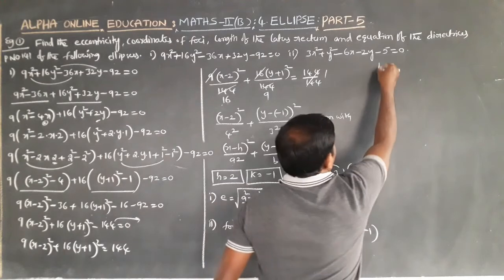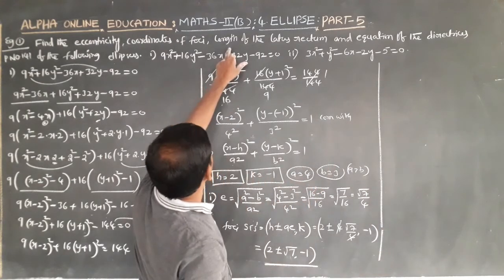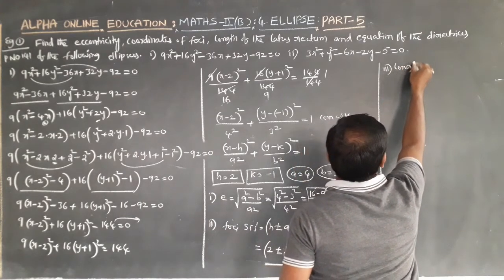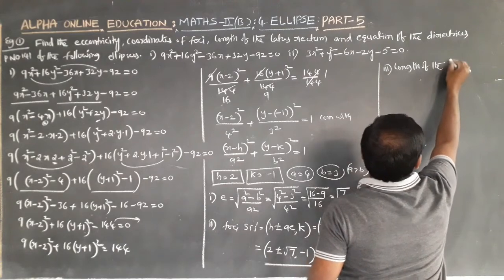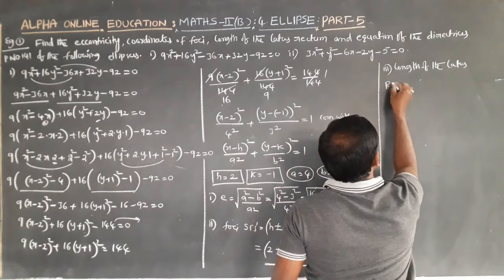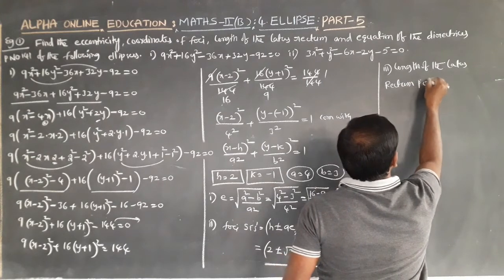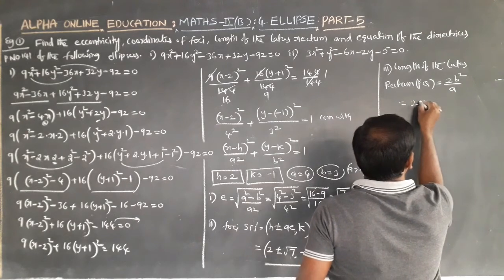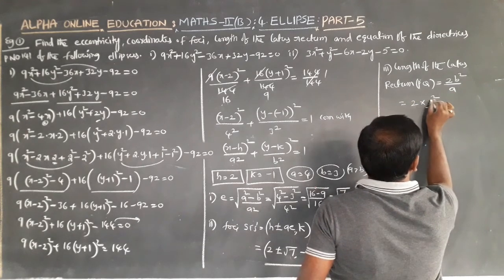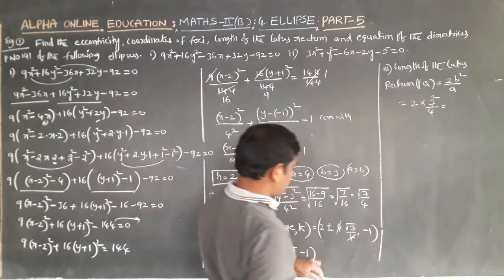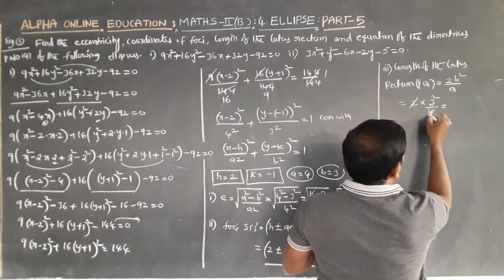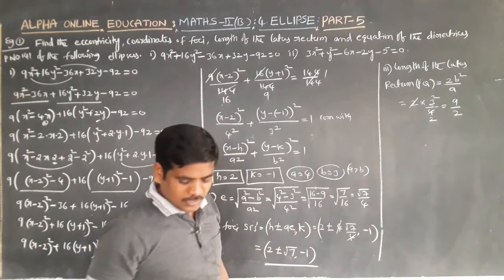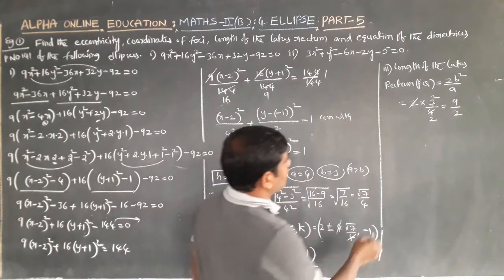Next one is the third one, the length of the latus rectum. The formula for the length of the latus rectum is 2b² by a. Here b² is 9 and a means 4, so 2 into 9 by 4... 2 ones are 2, 2 twos are 4, so the length of the latus rectum is 9 by 2.